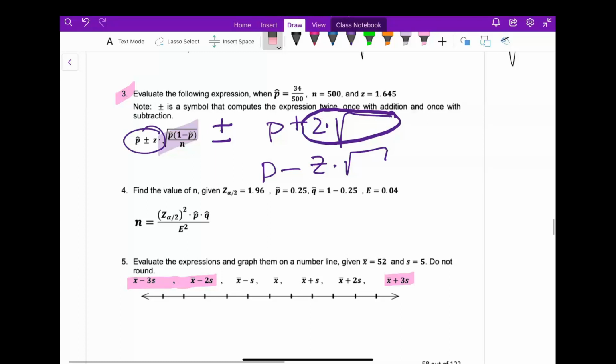Let's try 4 together. So I have n is equal to, and I'm going to go ahead and start using parentheses on everything. And I have z sub alpha divided by 2. Now take a look at z alpha divided by 2. It is just a variable. It is not a big deal. Don't be intimidated by it.